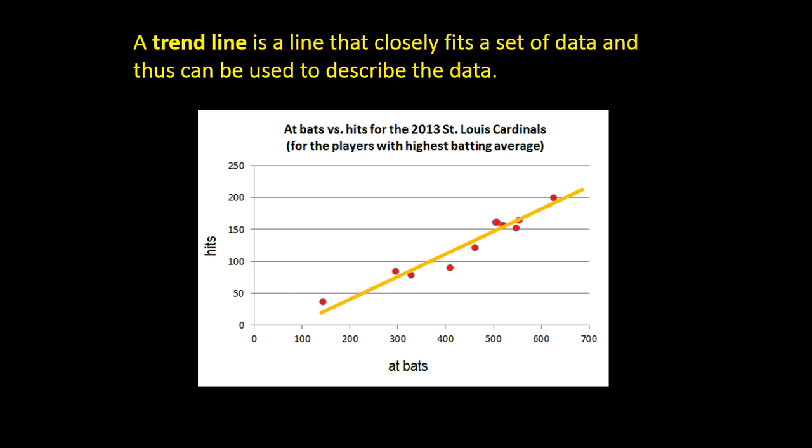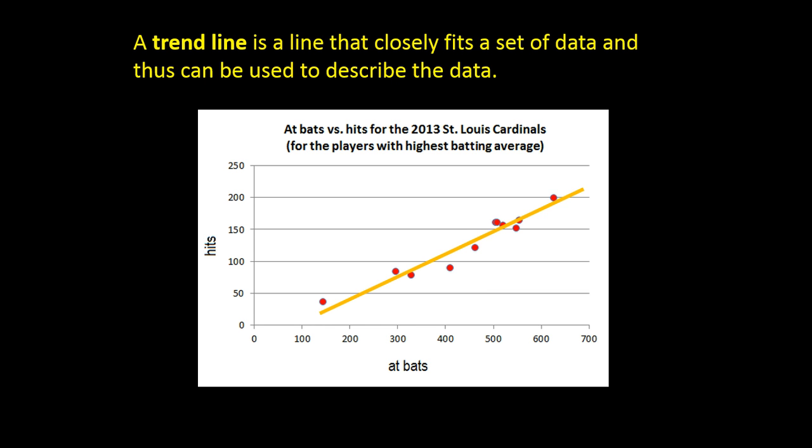So the way we draw a trend line is we just basically draw a line that kind of follows the general direction of all of our data points. So we've got some data points above, some data points below, but generally speaking the line goes in pretty much the same direction as those points.